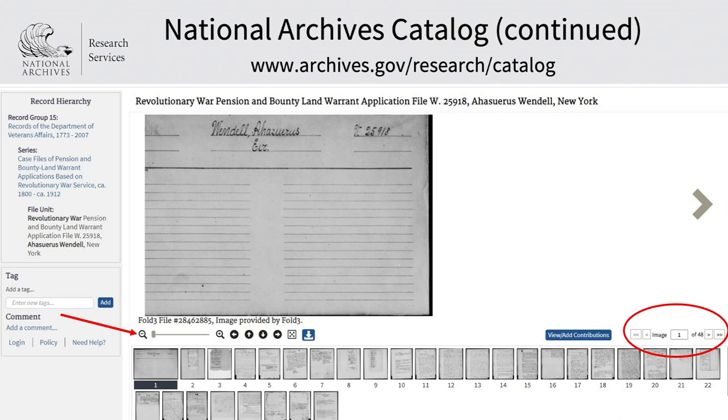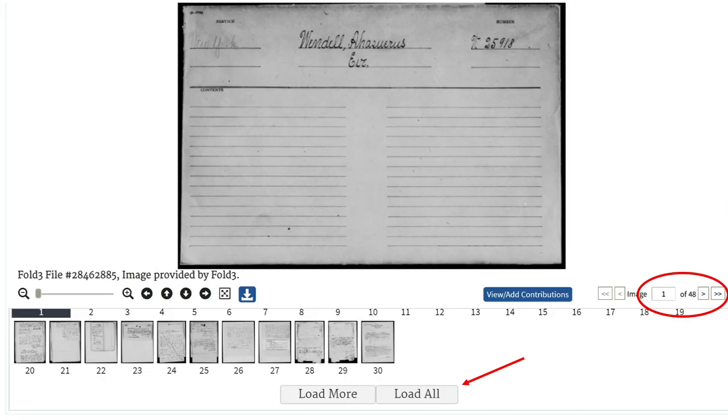Now I want to first point out a couple features in the catalog. Just below the image on the left side, you'll see a slider bar. To enlarge the image, you can move the bar along the slider. And on the right, you'll see that it says that this is page 1 of 48, yet only a portion of the thumbnail images are showing up here. So you'll want to click on Load More or Load All in order to see all 48 images.